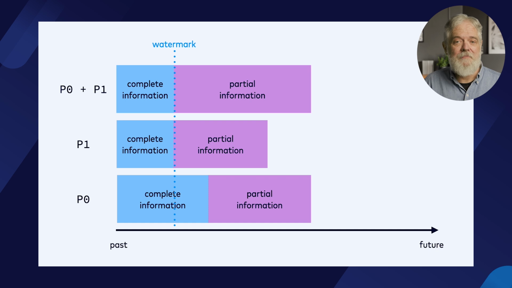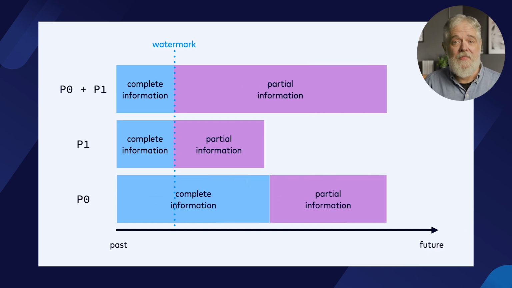Now, let's imagine that P1 is no longer producing events. Since P1 is now idle, the watermark for the combined stream is going to be stuck. This occurs because while P1 is idle, its watermark stays in the same place. This in turn causes the watermark for the combined stream to stand still, even though the watermark for P0 is still advancing. In a situation like this, your pipeline will stop producing new results.